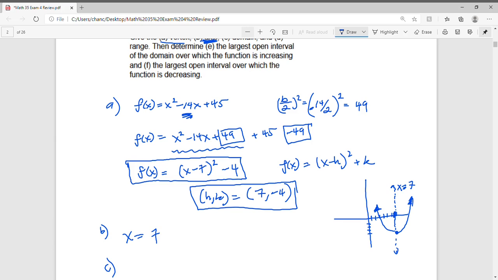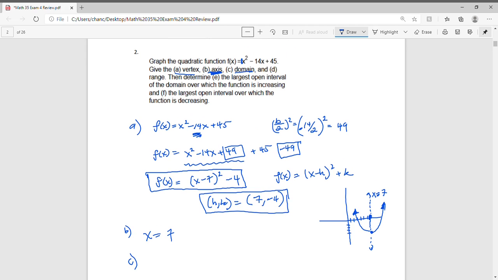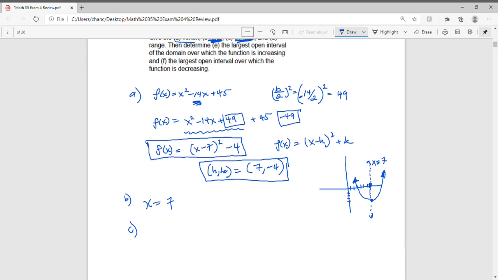In part C, we want to determine what is the domain. The domain is how far left the graph goes to how far right the graph goes. The domain is negative infinity to infinity.